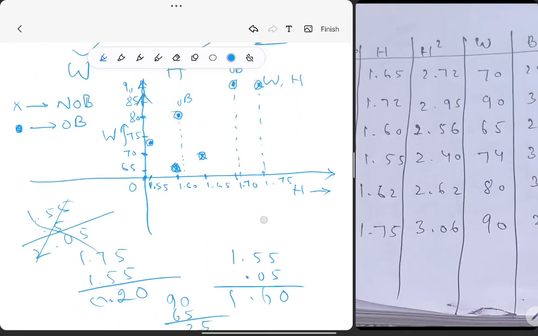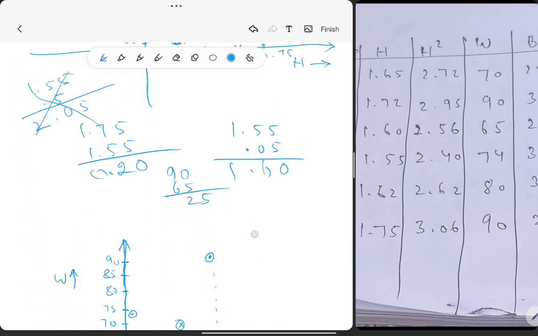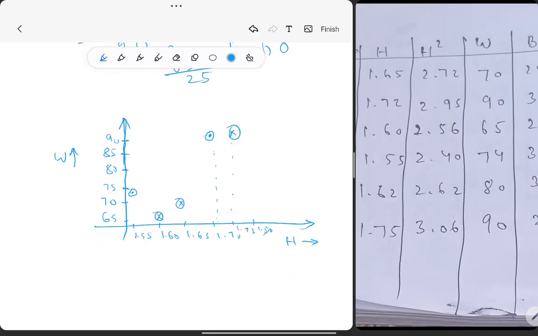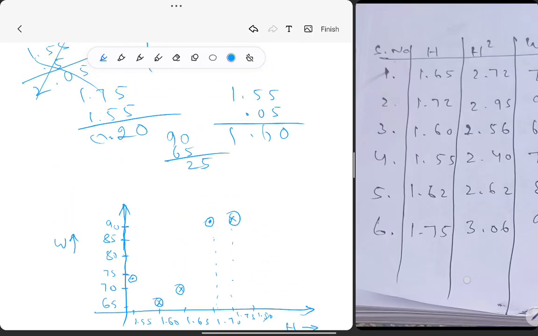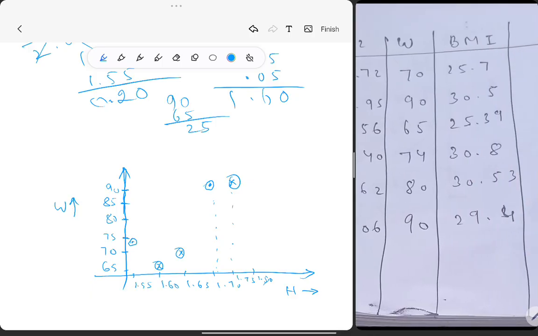You can see 1.75 and 90 is non-obese. His body mass index is 29.4. He is non-obese because his height is quite good. For a height of 1.72 and 90 kg, it comes to 30.5.